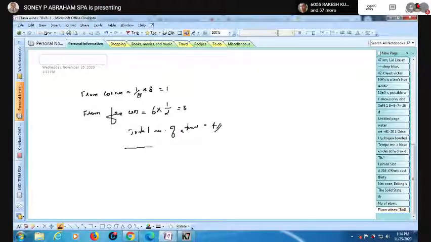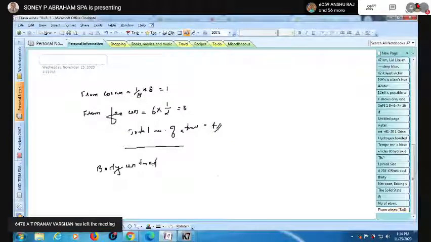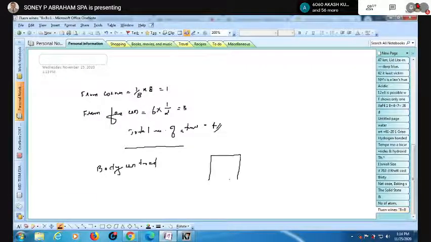Okay. Now we'll consider the last category, body centered unit cell. What is the meaning of body centered? You'll have all the corners occupied, as well as at the center of the body of the cube, you'll have an atom. So all the corners are occupied, and one will be at the center of the cube.